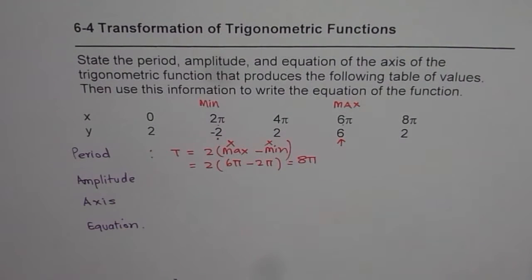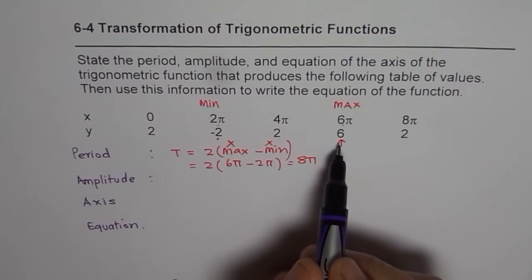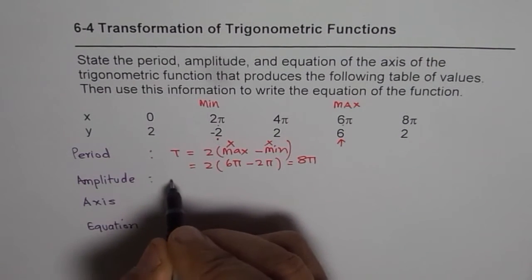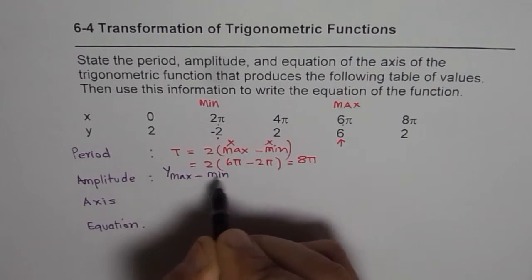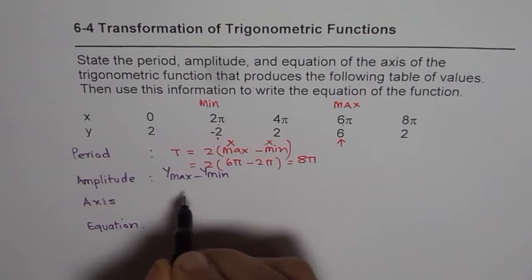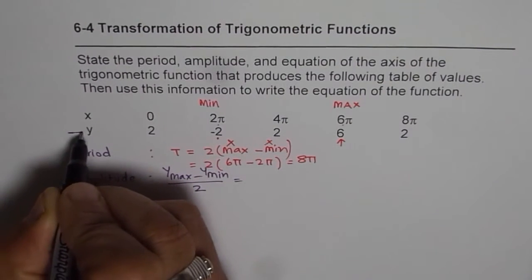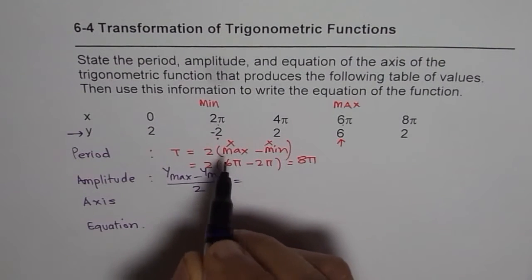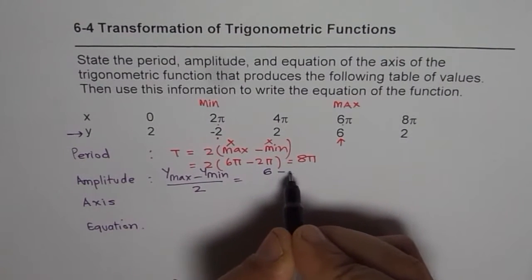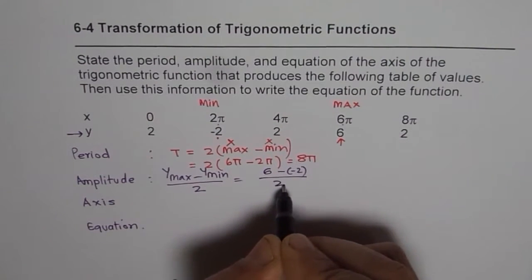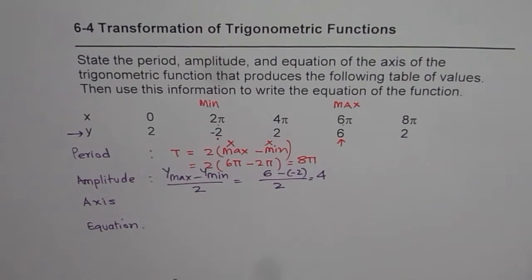Now let us see how to find the amplitude. For amplitude, we need to see the maximum and minimum y values. Amplitude is maximum minus minimum, divided by 2. These are the y values, not the x values. The y values for maximum and minimum are 6 and minus 2. So we have 6 minus minus 2, divided by 2. That is 8 divided by 2, which is 4. So the amplitude is 4 in this case.